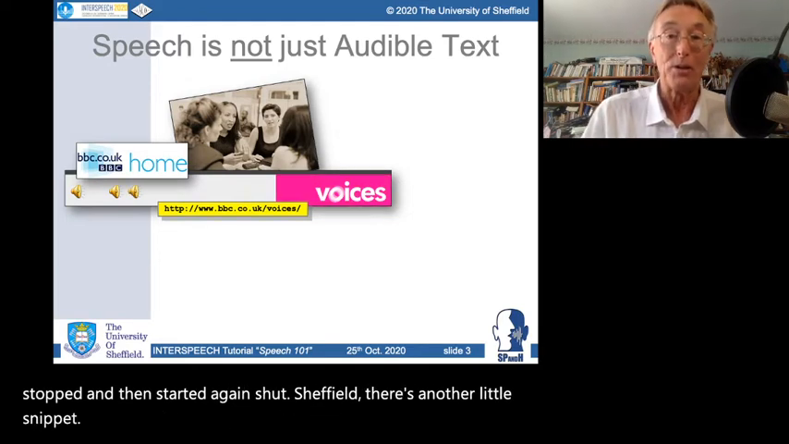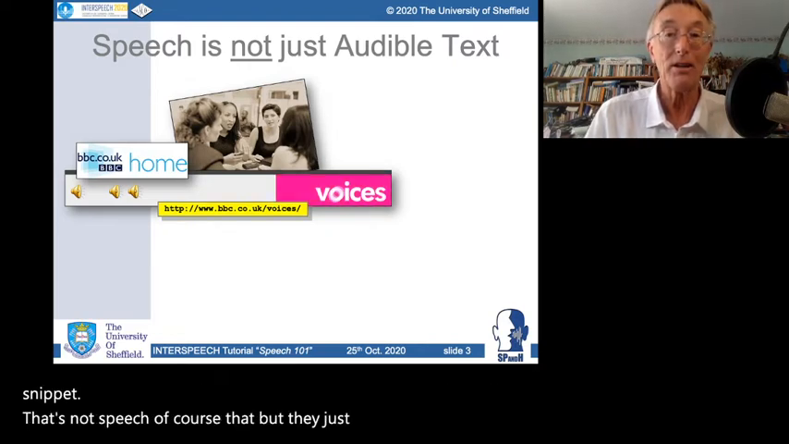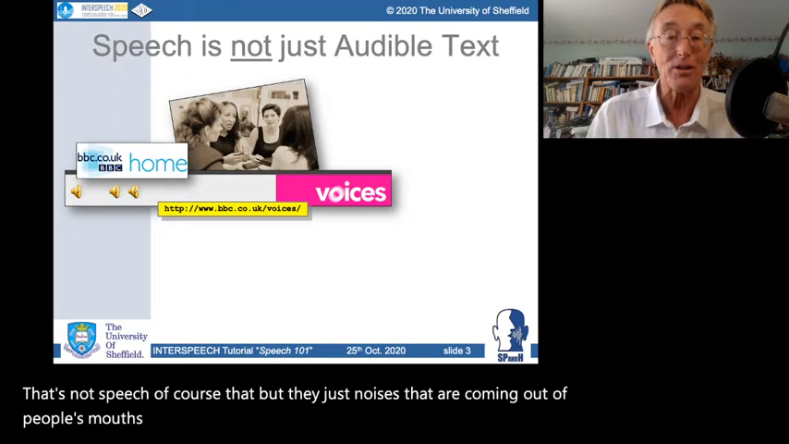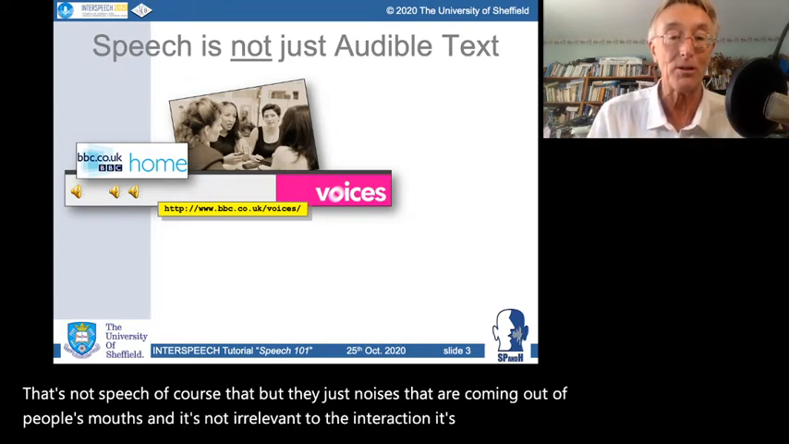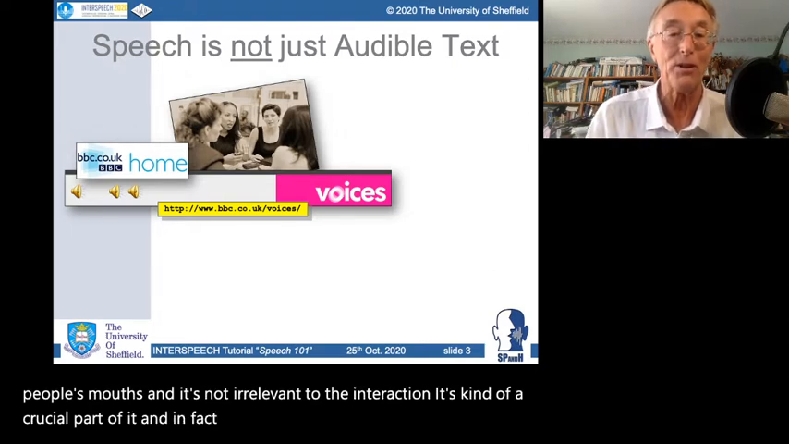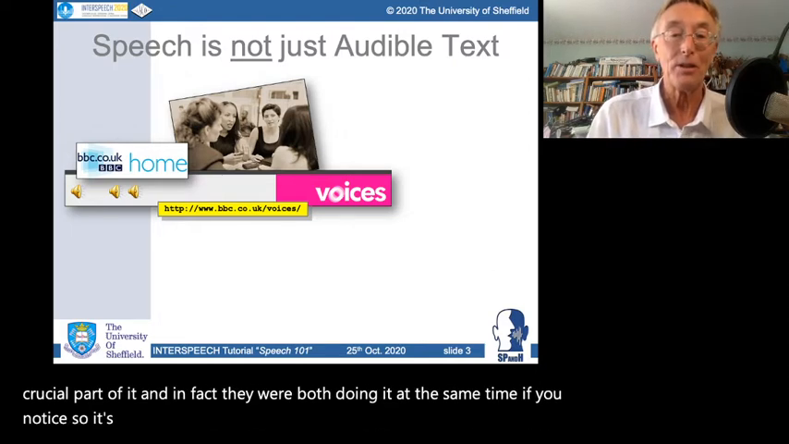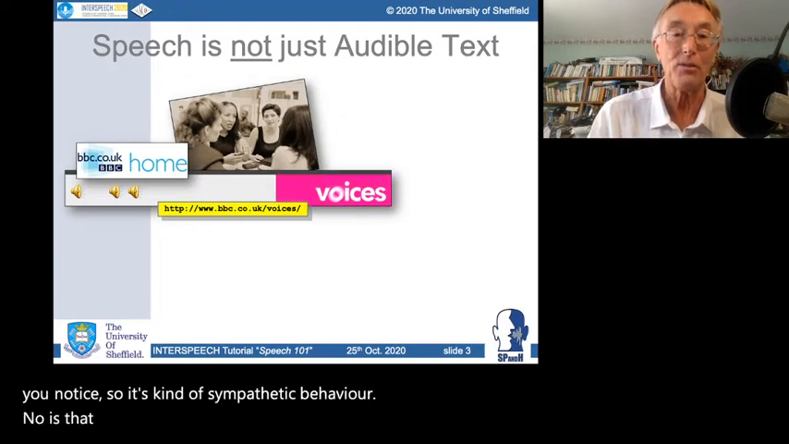That's not speech, of course, but it is noises that are coming out of people's mouths. And it's not irrelevant to the interaction. It's a crucial part of it. In fact, they were both doing it at the same time, if you noticed. So it's sympathetic behaviour. Is that speech? Well, not strictly linguistic, but it's certainly part of the interactive vocal behaviour that's going on.